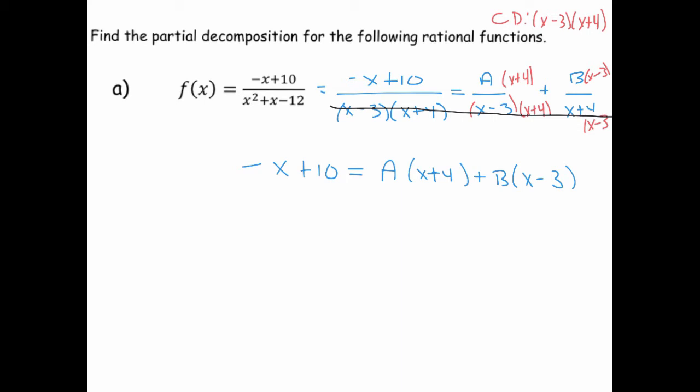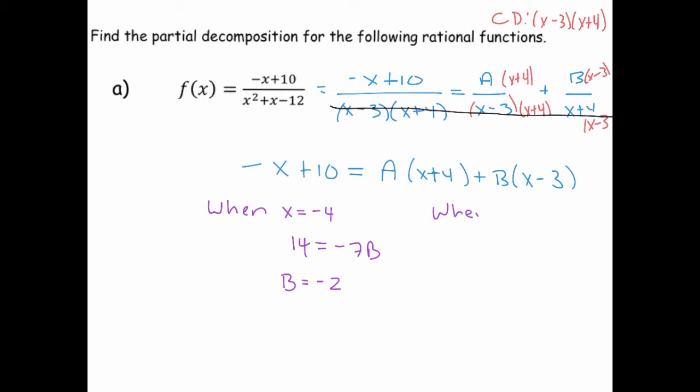So notice this is an equation. It needs to be true for all values of x. So in particular, it needs to be true when x equals negative 4. That's a smart value to plug in because it's going to make the term with the a in it go away. So let's plug that into this equation. When x is negative 4, the left-hand side becomes 14, and the right-hand side becomes, well, the left term goes away, and all we have is the b term, so it becomes negative 7b. So that means b is negative 2.